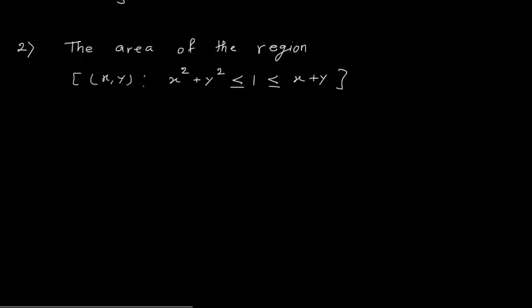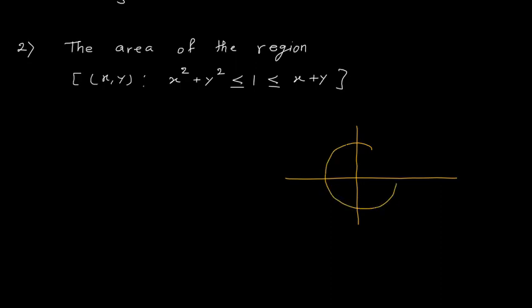Here the second problem is: the area of the region xy where x square plus y square is less than 1 and 1 is less than x plus y. So again what we do, we plot this x square plus y square is equal to 1. For that, let us draw the coordinate axes, x axis and y axis, and I will draw one circle. This circle is x square plus y square is equal to 1.